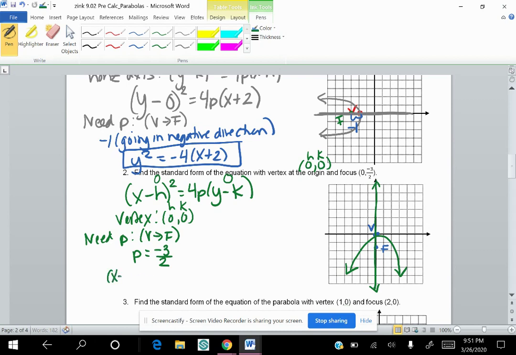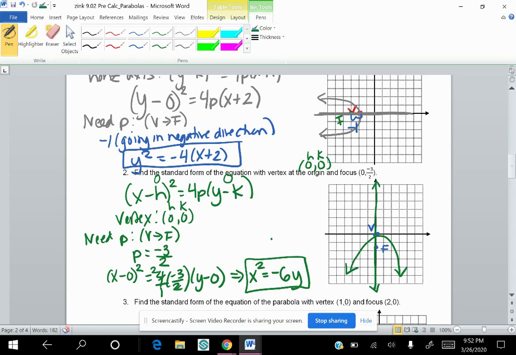So now I'm just going to substitute in. So I've got x minus 0 squared equals 4 times -3/2 y minus 0. So now I have x squared equals, multiply these, gives me -6. Y minus 0 is y. And for standard form, I know we're used to solving for y, but for these, your standard form, based off our textbook too, has the x squared or the y squared alone. So we're going to stop there for our standard form.